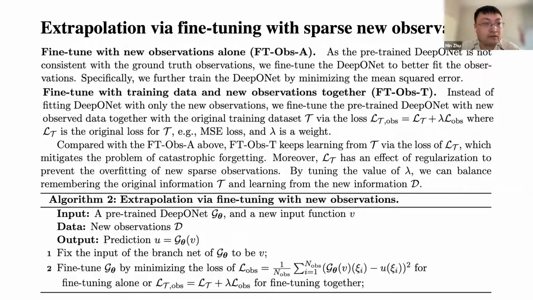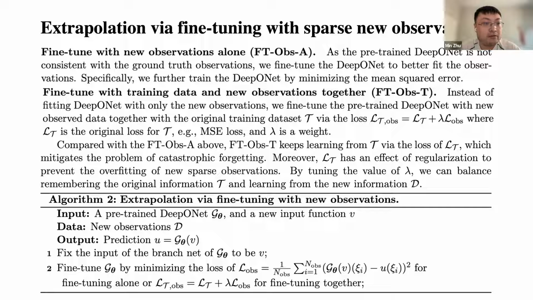That is called fine-tuning with the training dataset and new observations together. Instead of fitting the DeepONet with only the new observations, we fine-tune the pre-trained DeepONet with the new observed data together with the original training dataset T. We use the combined loss L_T plus lambda times the loss of the observations, where L_T is the original loss for the DeepONet, and lambda is a weight.